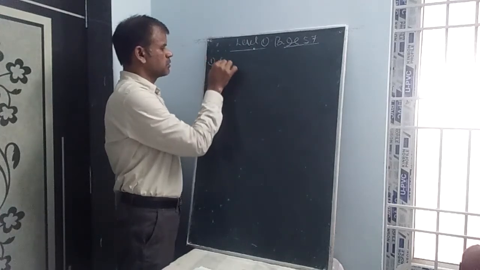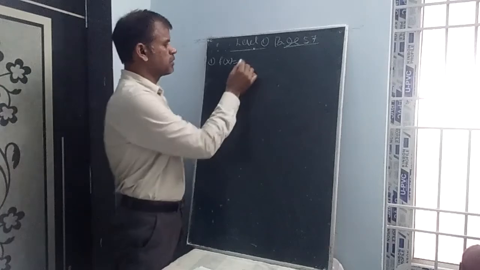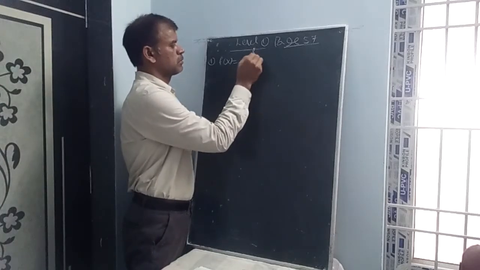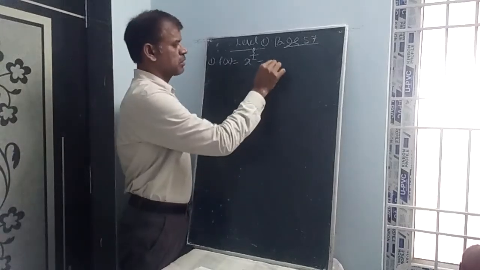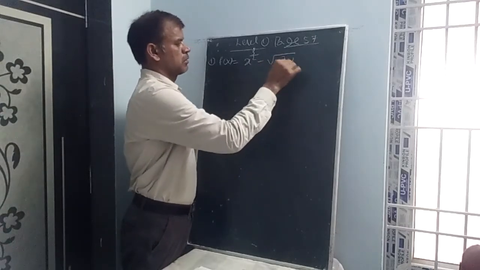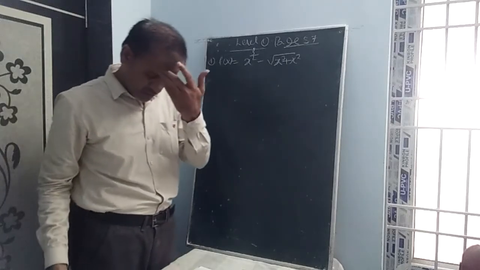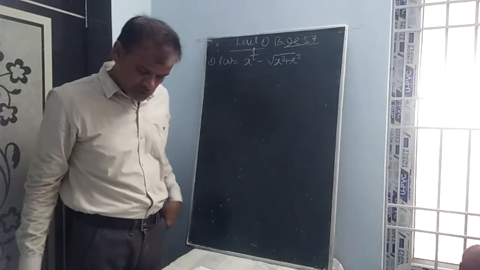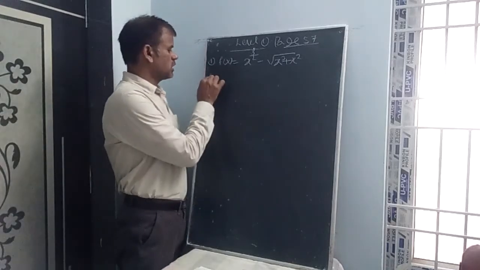Read first question. f of x is equal to x power 3 by 2 minus square root of x cube plus x square. He is asking, according to options you should verify. So LHD I am writing.